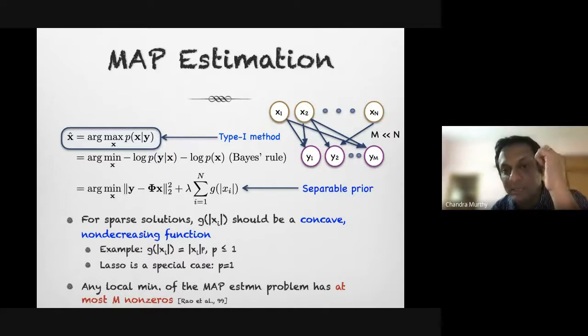Typically, you're interested in much sparser solutions. You don't want solutions which have m non-zero entries. You want solutions which have only k non-zero entries. But at least we can guarantee that all the local minima of this cost function, and therefore the global minimum, will never have more than m non-zero entries.